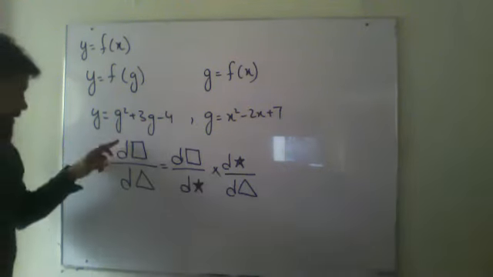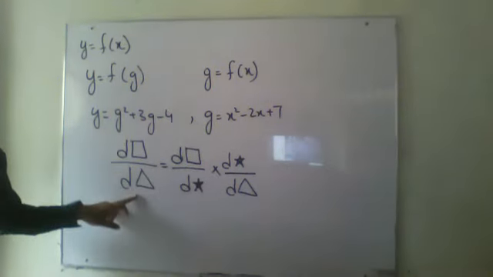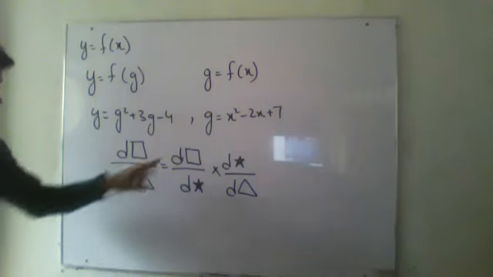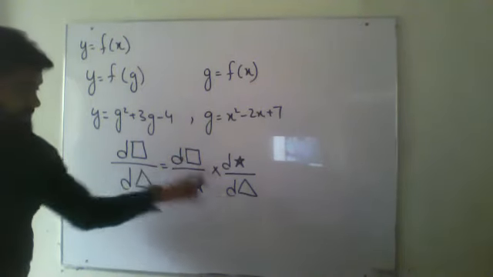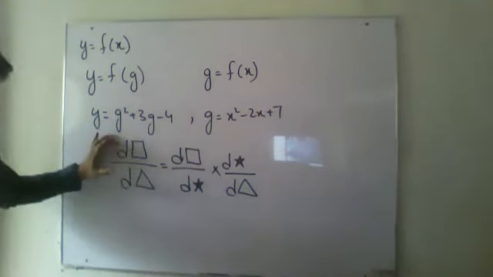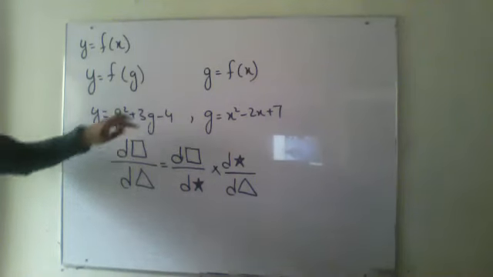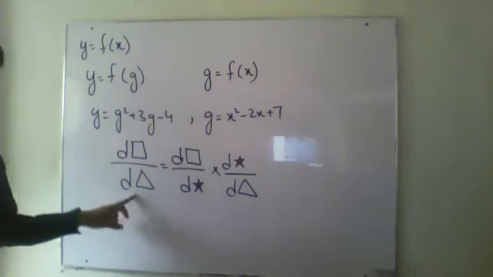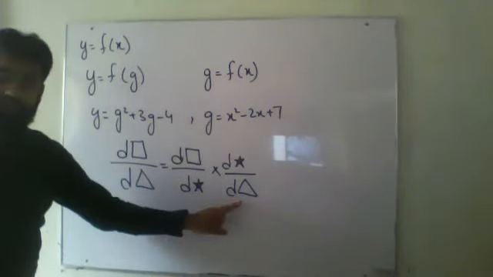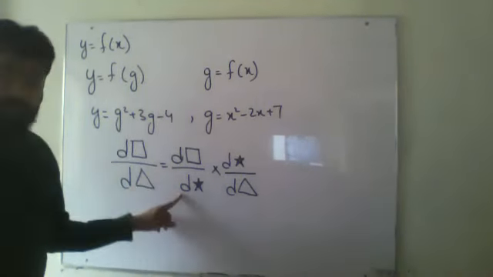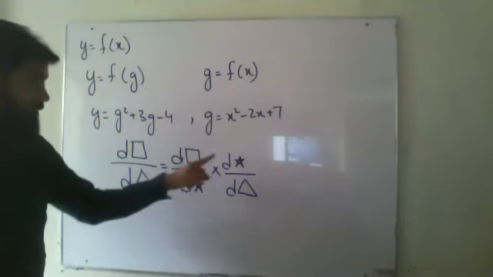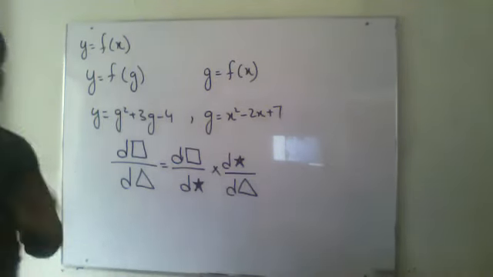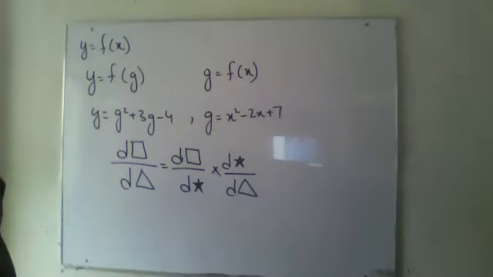So differentiation of this with respect to this will be equal to this thing and this thing. Whatever is the numerator over here will be the numerator of the first fraction. What will be the denominator over here will be the denominator of the second fraction. And the denominator of the first fraction and the numerator of the second fraction should be the same. This is how you have to remember your chain rule.